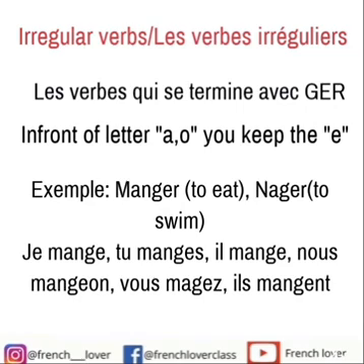Normally the rule is, when you're conjugating E-R verbs in the present tense, you remove the ER before adding the E, ES, E, ONS, EZ, ENT. But there are some verbs, like the ones ending with G-E-R, that will keep the E in any form as long as it's in front of A or O. Let's go to the example so you get it better.